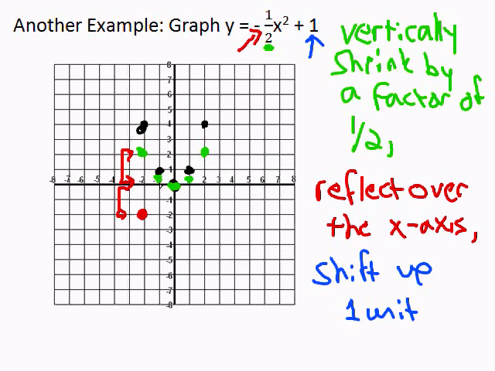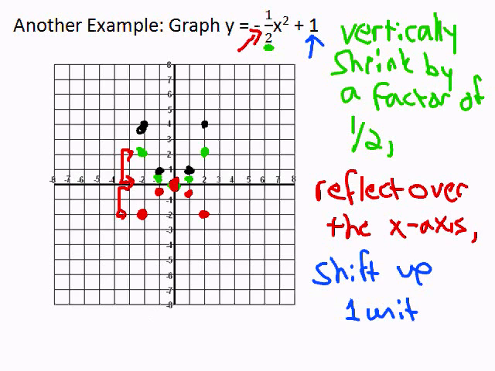This point's 1/2 from the x-axis. It's 1/2 up on the y, so it becomes negative 1/2. 0 reflected over the x-axis is still 0. 1/2 is 1/2. And 2 again becomes negative 2. Another way to look at it is that all of your positive y values become negative, and then you just graph them on the other side of the x-axis.